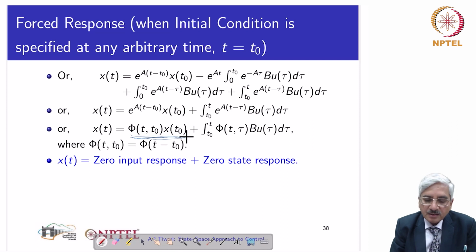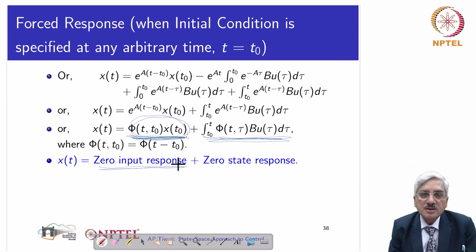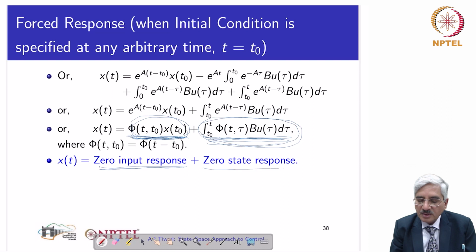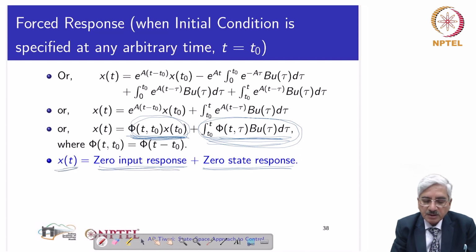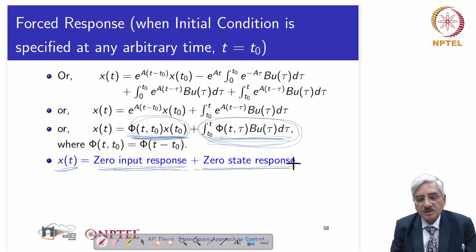So this part, we see carefully: in this, input doesn't appear, and in this part we see that the initial state doesn't appear. The first part, in which the input doesn't appear, makes one component of the solution, and is called the zero input response, the response of the system in the absence of applied input. And this part, in which the initial state doesn't appear, is known as the zero state response, or the response of the system in the absence of initial condition. So the total response x(t) is the summation of the zero input response and the zero state response.